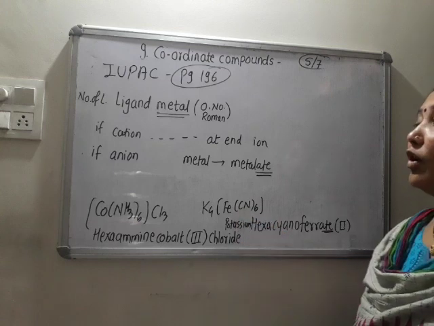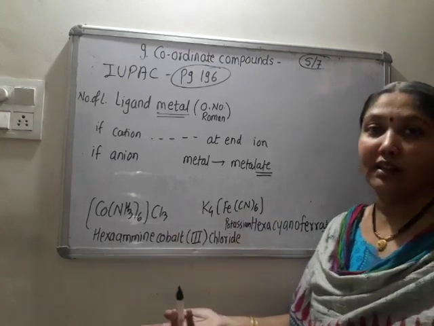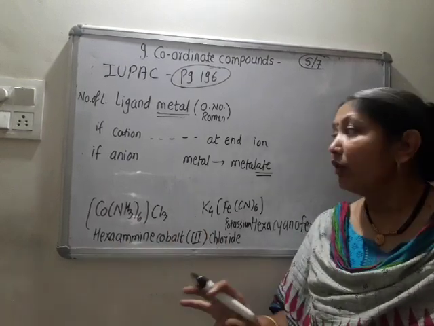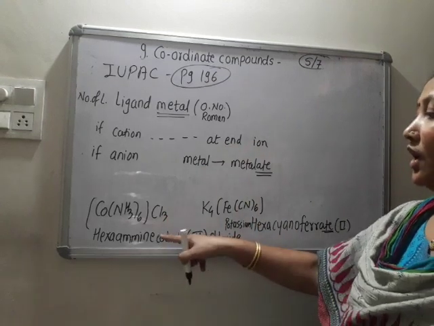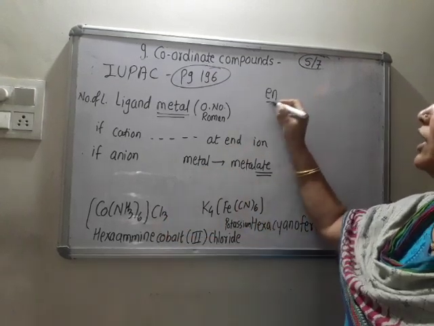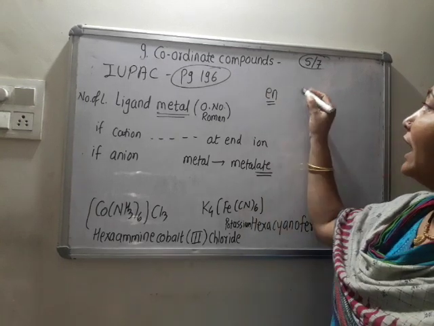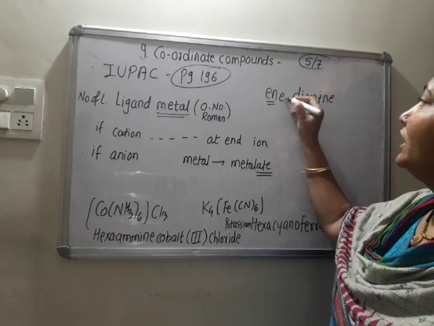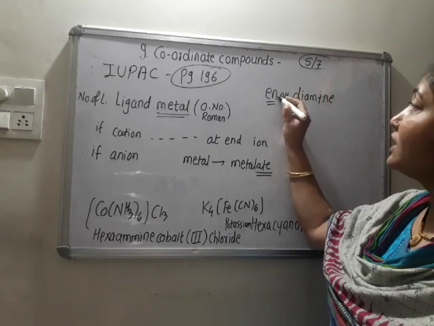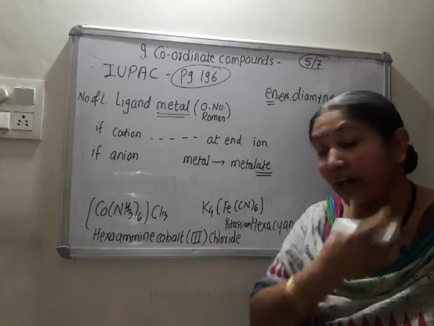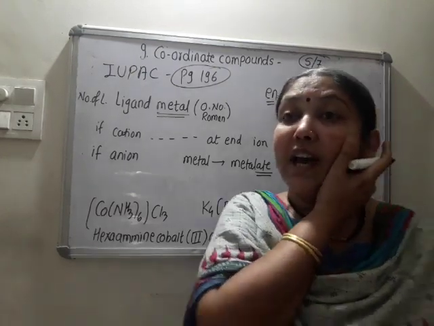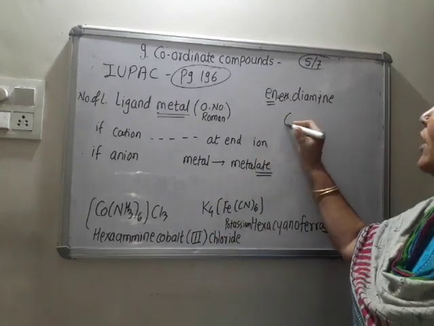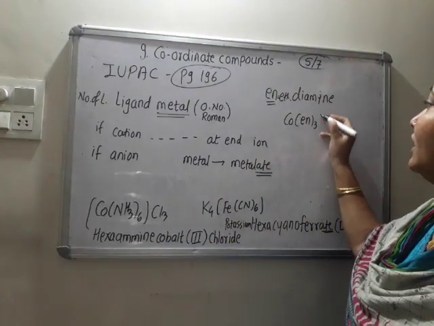Is this clear? While writing, if more than one ligand is there, then we have to follow the alphabetical order of those ligands. One more important point about the prefixes we use. If a ligand has a number in its name, like ethylenediamine, where diamine is there, then for such ligands we have to use the prefixes bis, tris, and so on. Getting my point? For example, [Co(en)3].